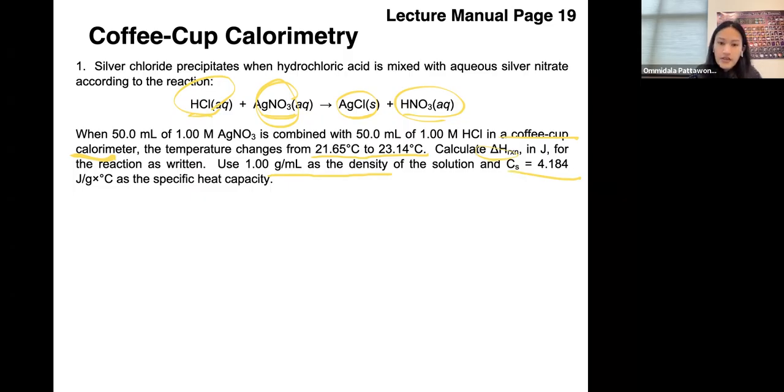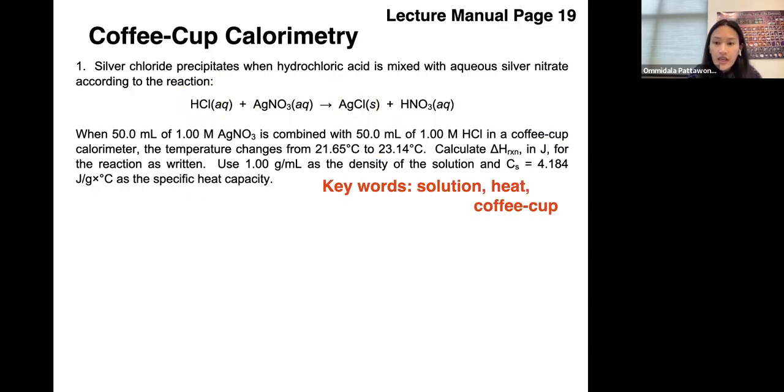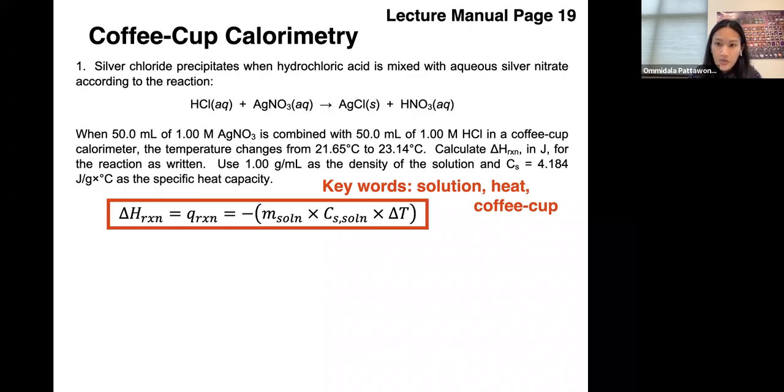First off, erase all that. The keywords for this type of problem would be coffee cup and the word solution. That's when you know that you are going to use this equation right here, which is the coffee cup equation of the solution. So instead of using water, you're just going to use the word solution in this case, and instead of object, it's going to be of the reaction. So, the mass of the solution.